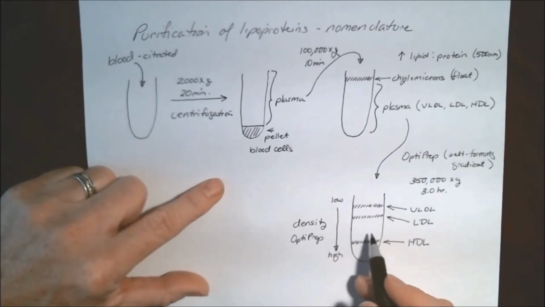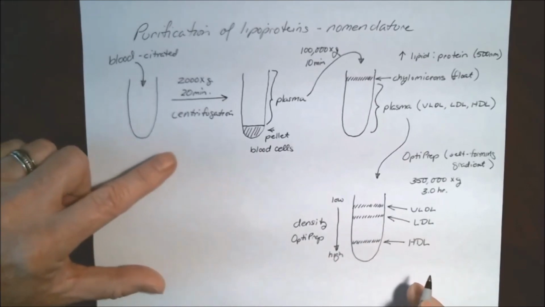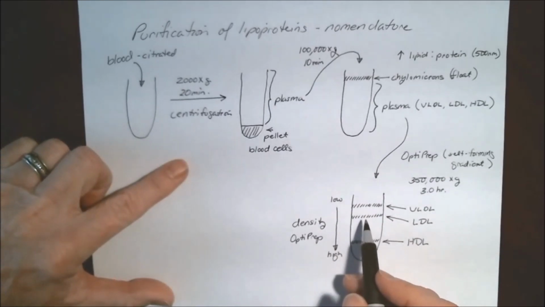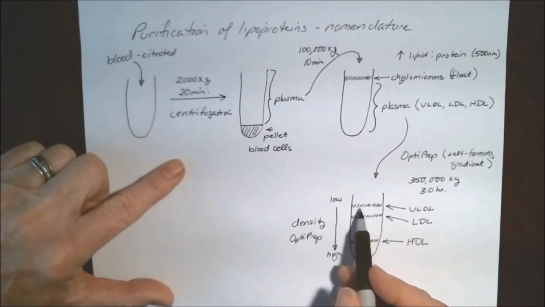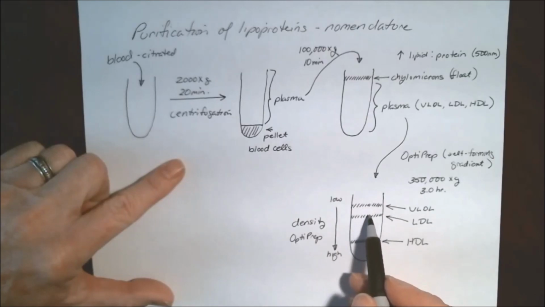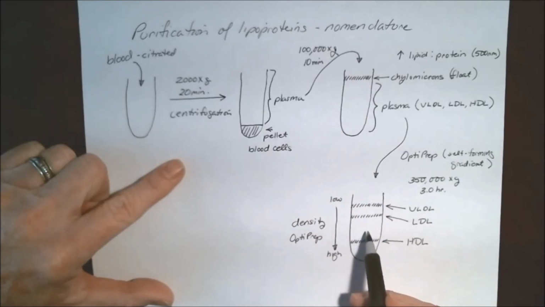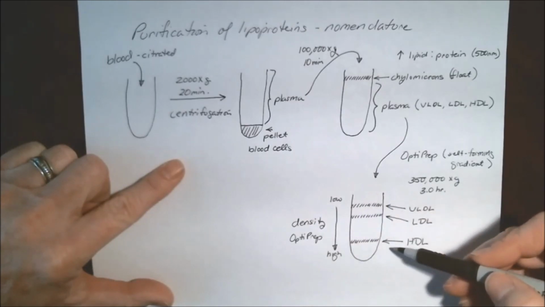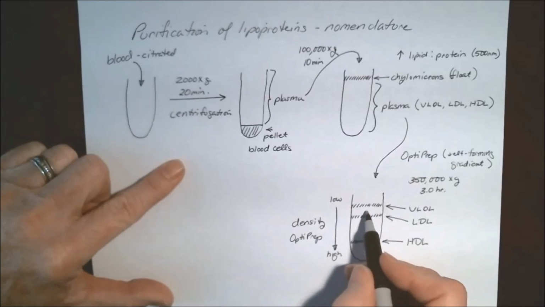So how does this actually work? In the beginning, these are all mixed together, and as the centrifugation continues, the particles themselves will move back and forth in the solution. So for example, if we start out with a VLDL particle here, based on the density, it is going to be pushed up in the tube. Even though the centripetal force is going out, it'll be pushed up into the tube at its correct density.